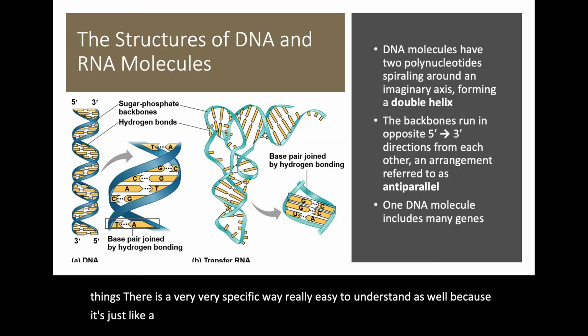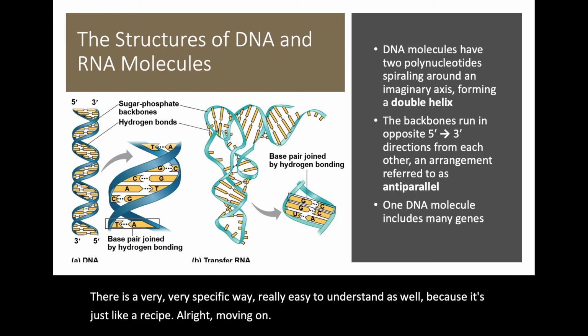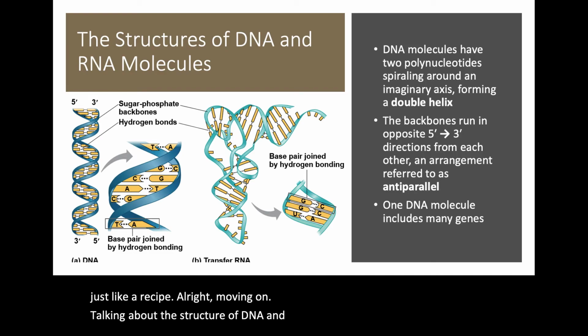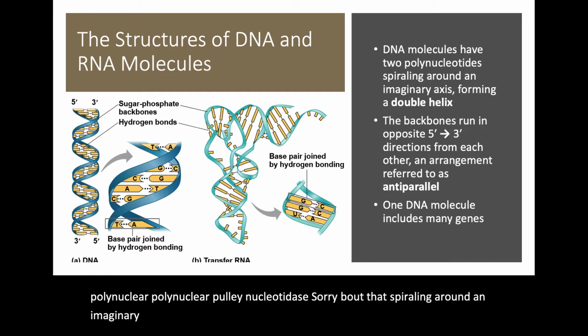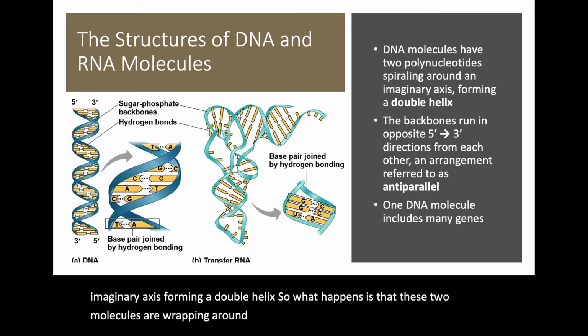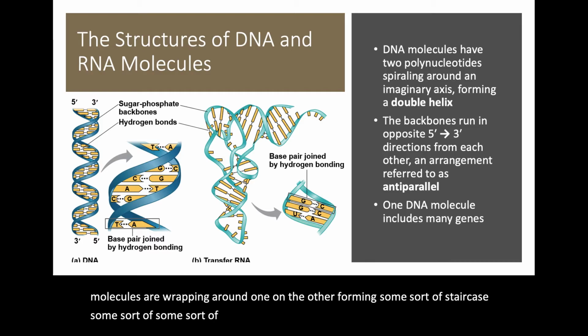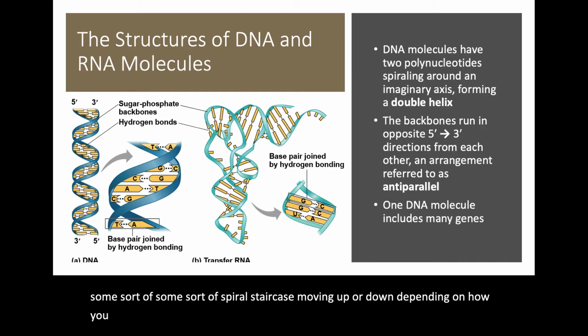All right, moving on. Talking about the structure of DNA and RNA molecules, DNA molecules have two polynucleotides spiraling around an imaginary axis, forming a double helix. So what happens is that these two molecules are wrapping around one on the other, forming some sort of spiral staircase, moving up or down, depending on how you want to see this.